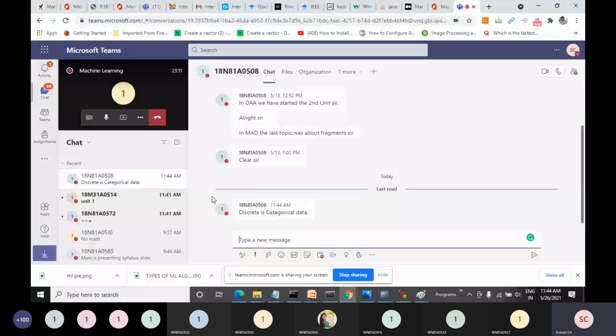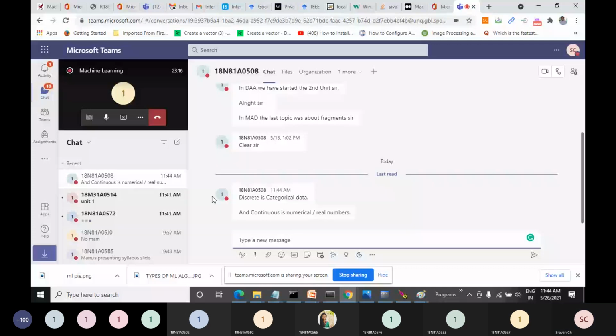And continuous is numerical or real numbers. So friends, discrete is nothing but categorical. Categorical means there are certain predefined limited number of possible values.